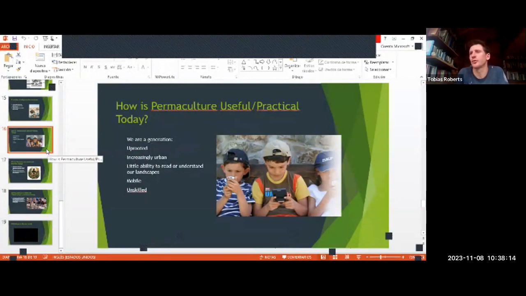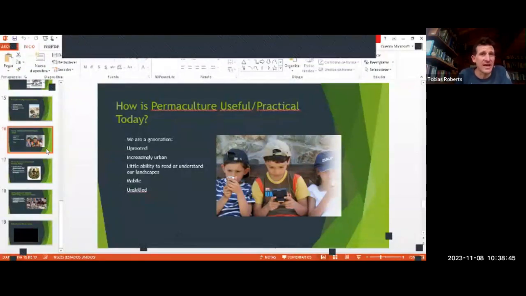So, for example, let's turn back now to the issue of development. Those of us who work in the development industry, who work with small farmers or local communities, or even people who live in urban and suburban areas, how is permaculture useful today? And like I mentioned earlier, I think that today it's fair and easy to say that the vast majority of people are increasingly uprooted from any sort of connection to specific places.